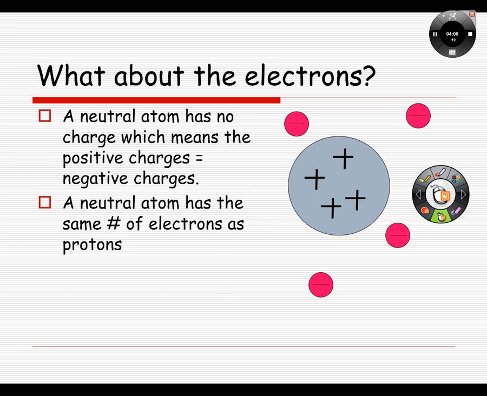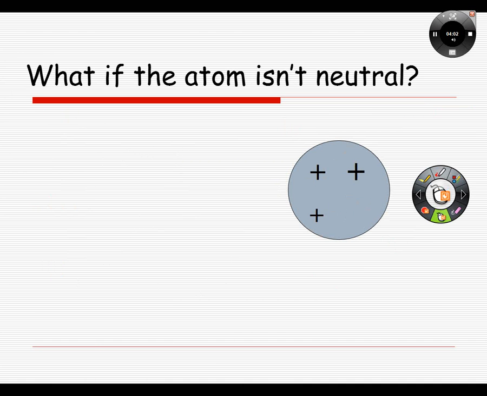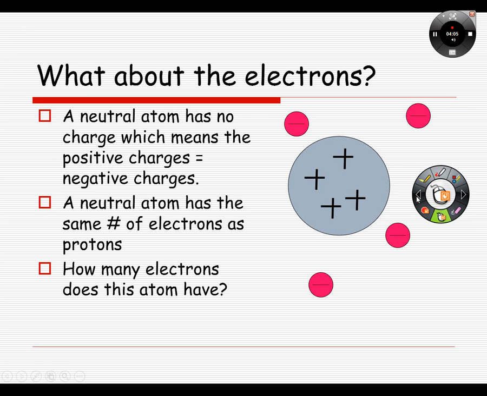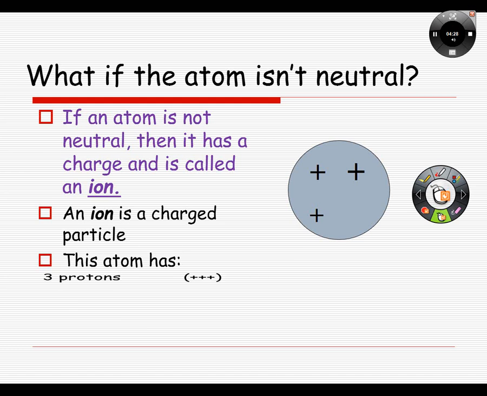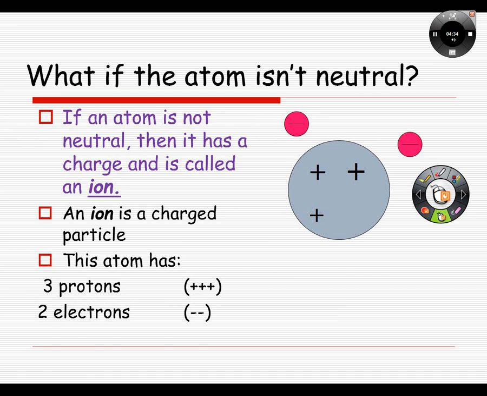So what about the electrons? If you look at a periodic table, most of them are what we call neutral, which means the number of protons equals the number of electrons. If it doesn't have an equal number of protons and electrons, it is called an ion. It is an element with a charge, or a particle with a charge. In this particular case, there are 3 protons and only 2 electrons, giving it a net positive 1 charge. This is lithium.